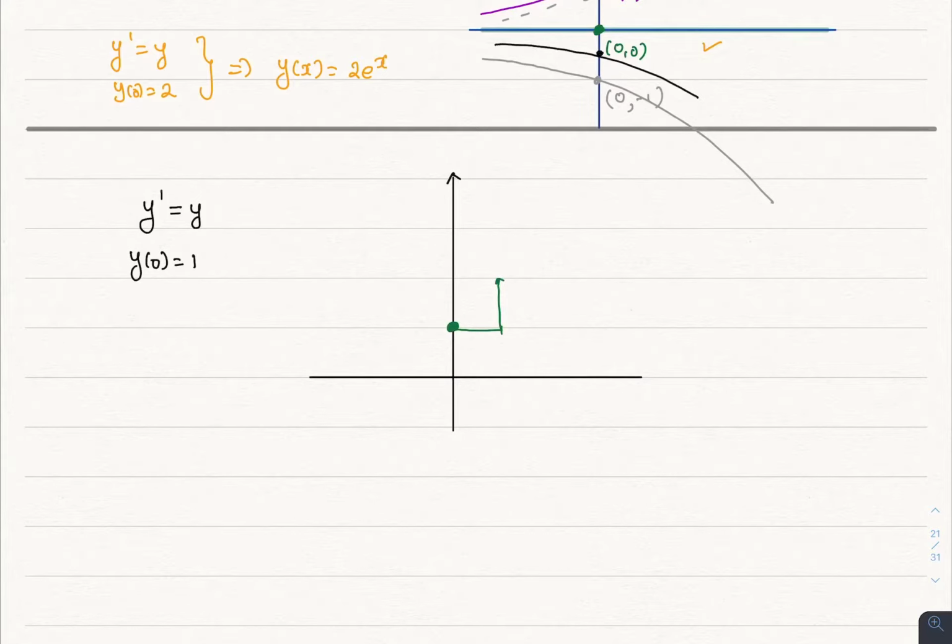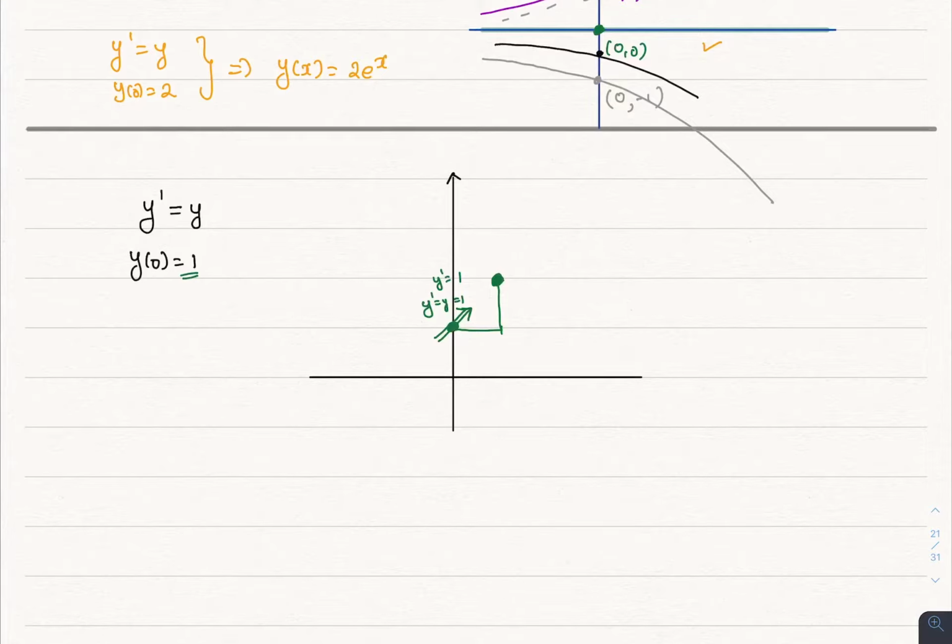So which means if I start here, approximately, since y of 0 is equal to 1, that means y is equal to 1. That means at this particular point, your y prime is equal to y and the y value is 1. So therefore, your y prime is equal to 1. Since y prime is equal to 1, it's moving this way at this point, which means it's going to try to go to this point.